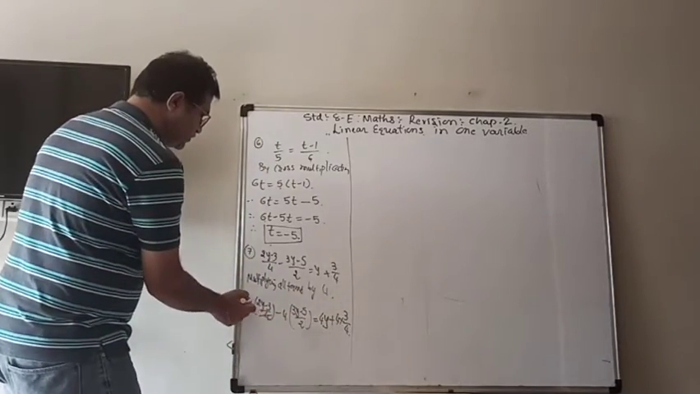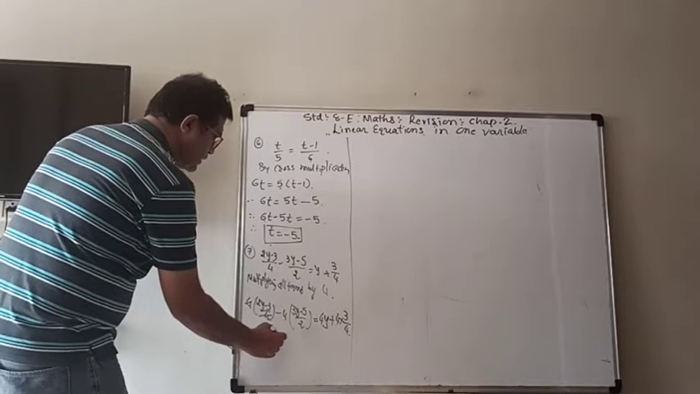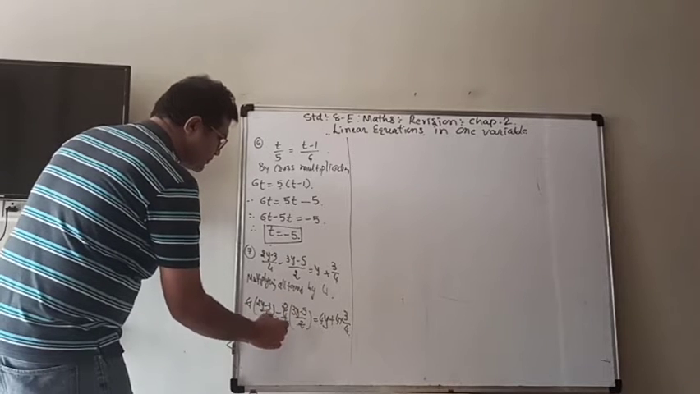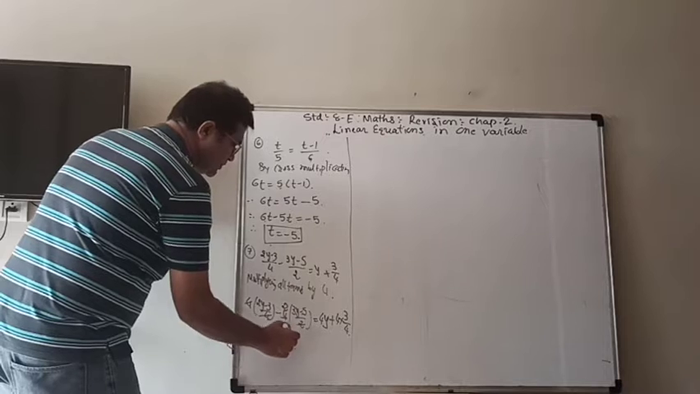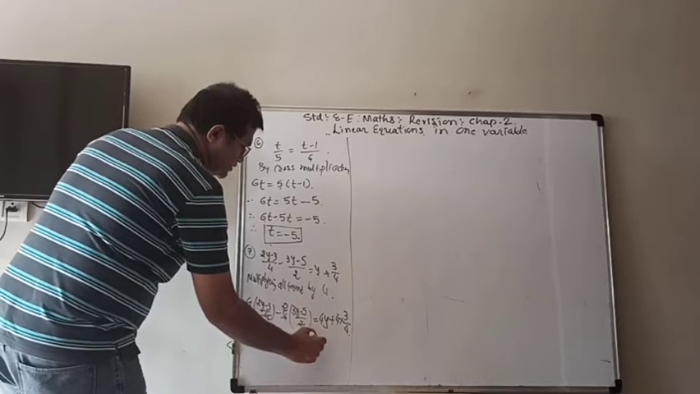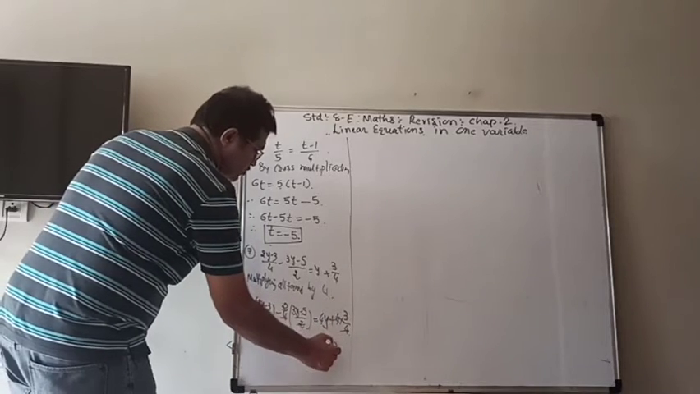So here this 4 cancels, so 2y minus 3, minus 2 into the bracket: 2 times 3y is 6y, and minus minus will become plus, 2 times 5 is 10, is equal to 4y plus, 4 cancels, and you get 3 here.